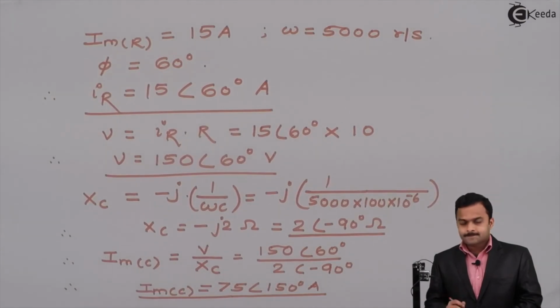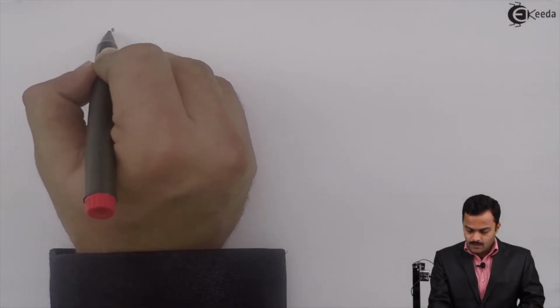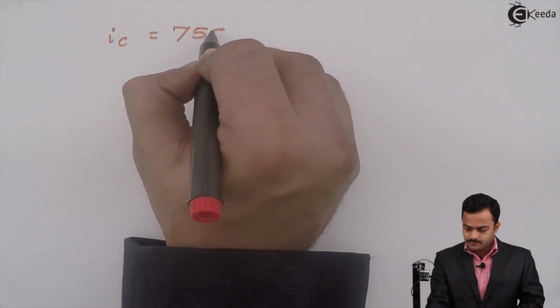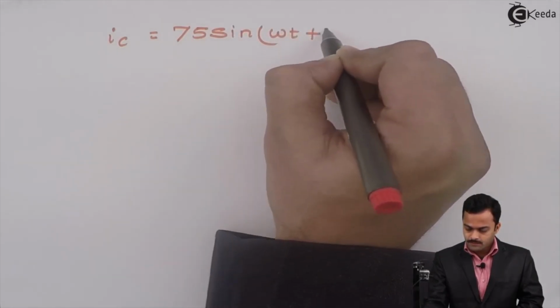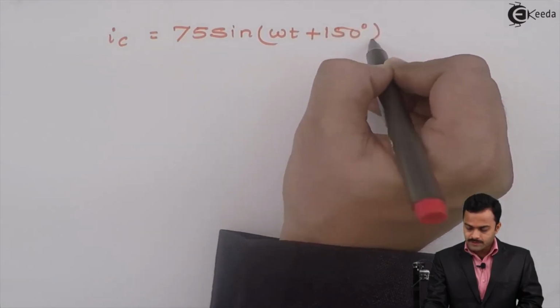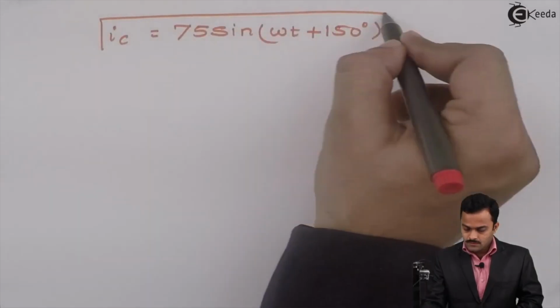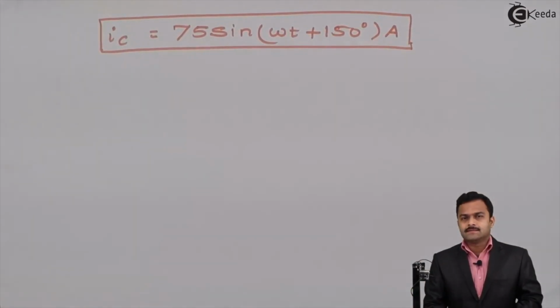So what did I get over here? I got a phasor of the maximum current, which I can write in equation form. So in equation form, the answer will be: IC equals 75 sin(omega t + 150 degrees) ampere. So this will be the final answer.